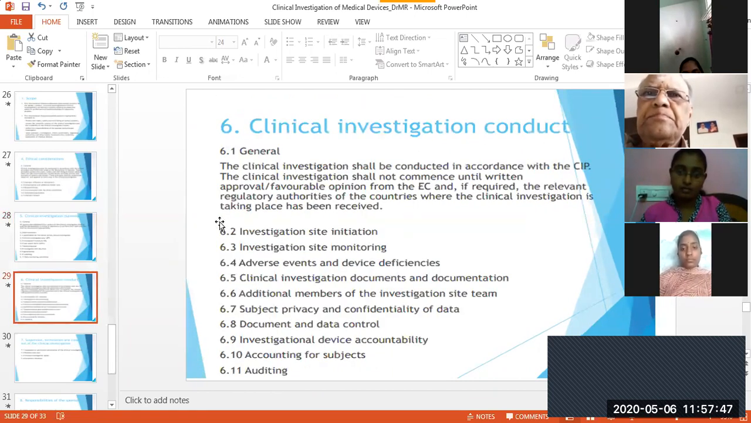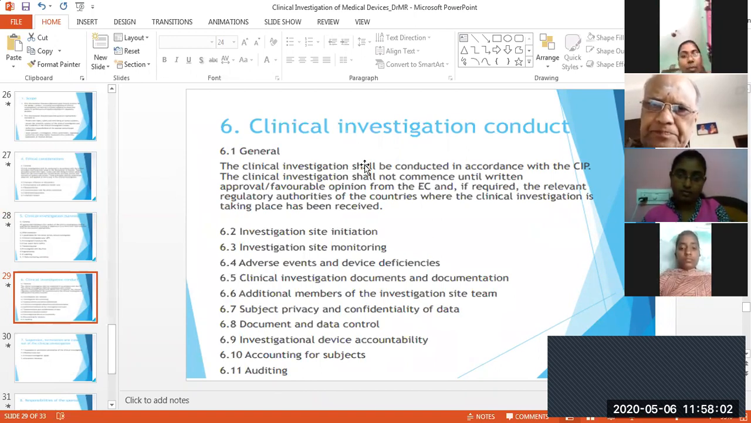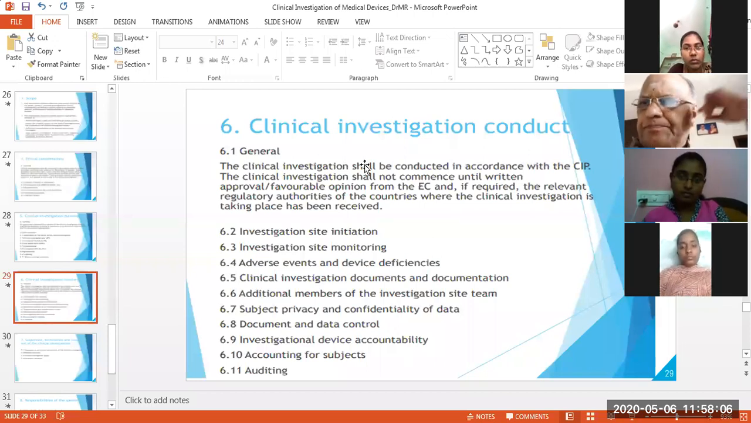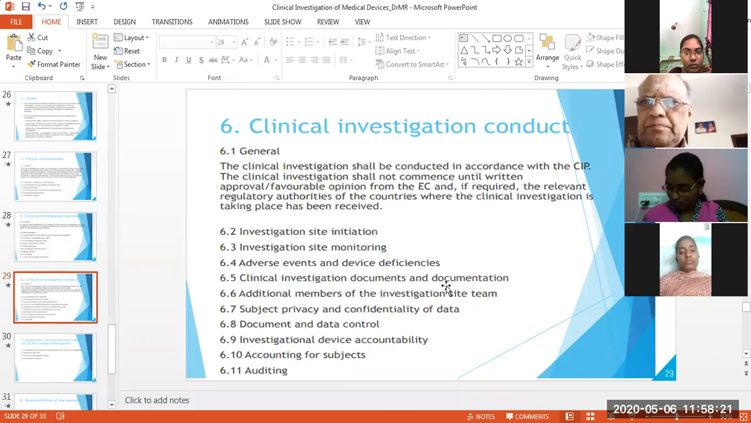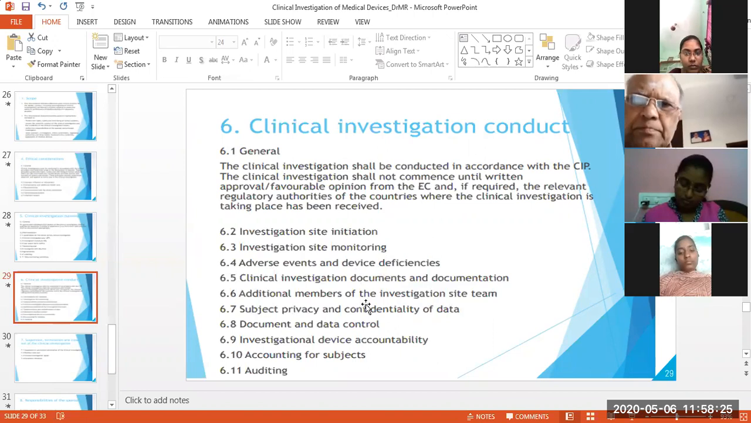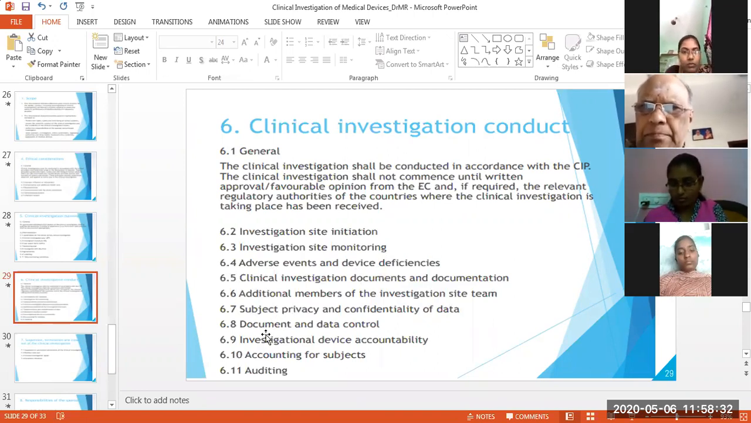Then coming to the 6th chapter of this ISO 14155, clinical investigation conduct. How can we conduct this clinical investigation? This is also part of this ISO 14155. It explains how we can conduct this clinical investigation. Again, this can be divided into 11 subchapters. It includes 6.1 general, 6.2 investigation site initiation, 6.3 investigation site monitoring, 6.4 adverse events and device deficiencies, 6.5 clinical investigation documents and documentation, 6.6 additional members of the investigation site team, 6.7 subject privacy and confidentiality of data, 6.8 document and data control, 6.9 investigational device accountability, 6.10 accounting for subjects, and 6.11 auditing.